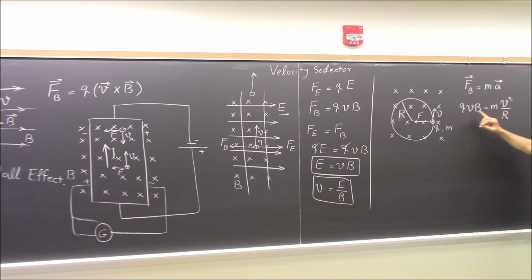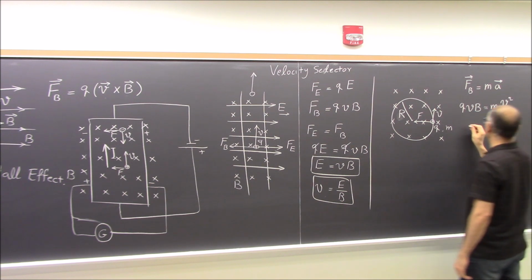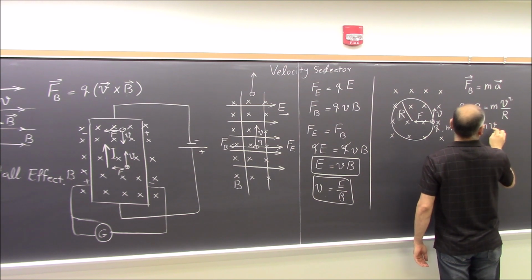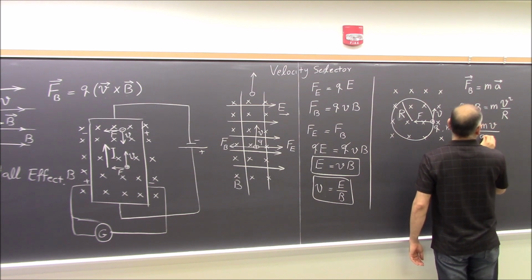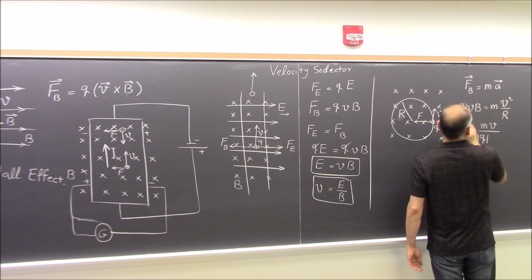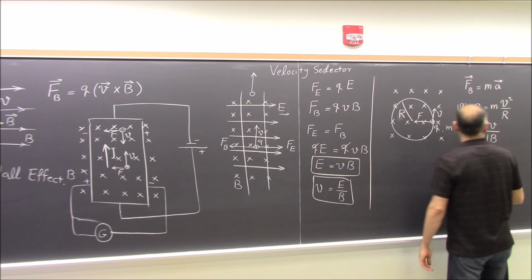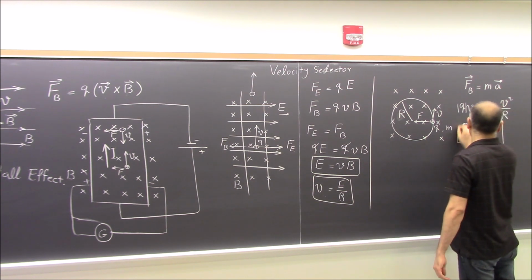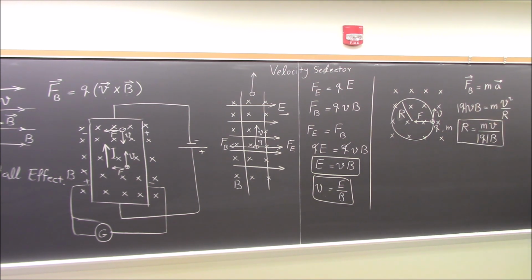And then one of the V's cancel, so R becomes mv, which is the momentum of the particle, divided by the absolute value of the charge times B. This is the radius of the circle.